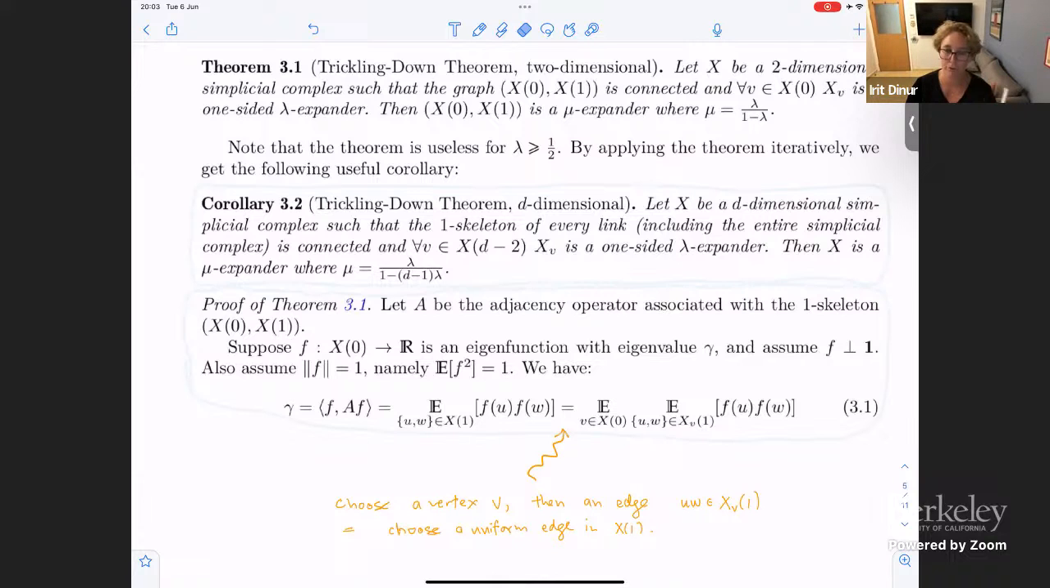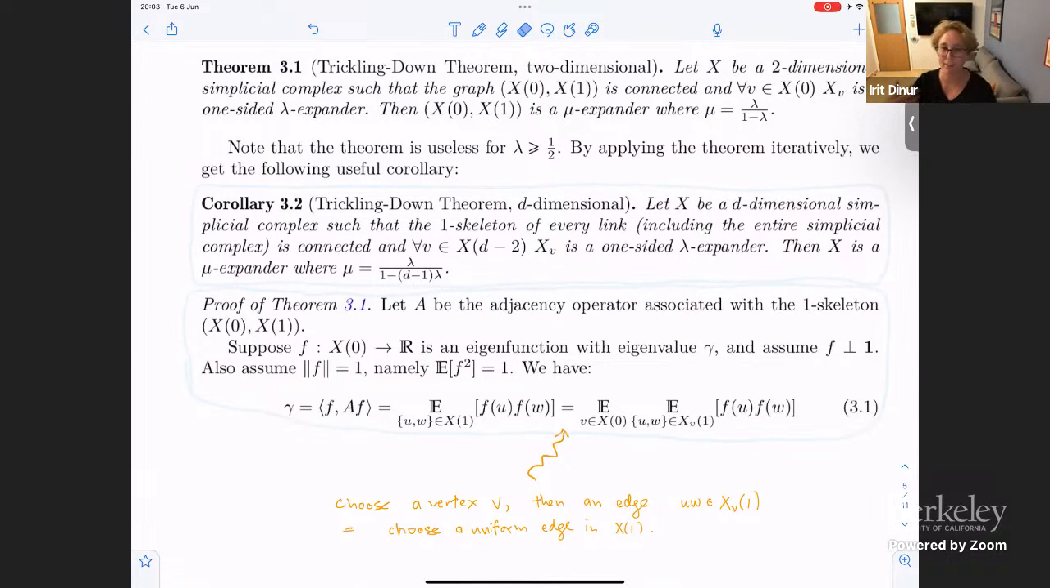expectations as follows. When you choose a random edge uw, it's the same as if you first choose a random vertex v, and then you look at the link of v and you choose a random edge in the link of v. Why is this the same? Because really what's going on is that you're choosing a random triangle in the complex, uvw, and then you choose which pair to put as the edge and which vertex to put as the v. So you choose v randomly out of the 3 possibilities, and then the other 2 are the random edge. So you basically chose a random triangle and then a random edge in it. This is the same as just choosing a random edge.